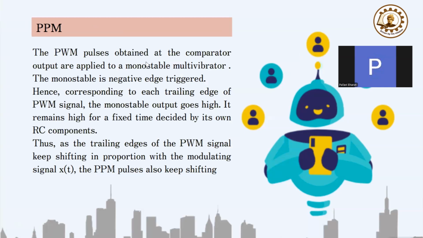The PWM pulses obtained at the comparator output are applied to a monostable multivibrator. The monostable is negative edge triggered. Hence, corresponding to each trailing edge of the PWM, the monostable output goes high. It remains high for a fixed time decided by its own RC components. Thus, as the trailing edge of the PWM signal keeps shifting in proportion with the modulating signal, the PPM also keeps shifting.